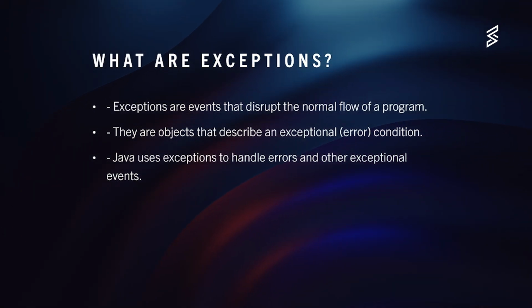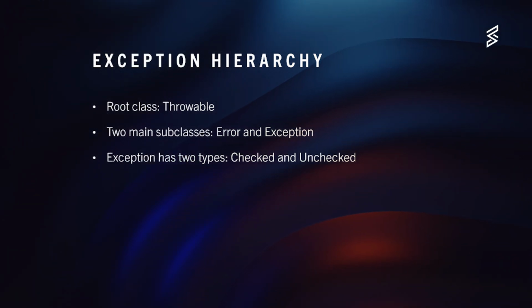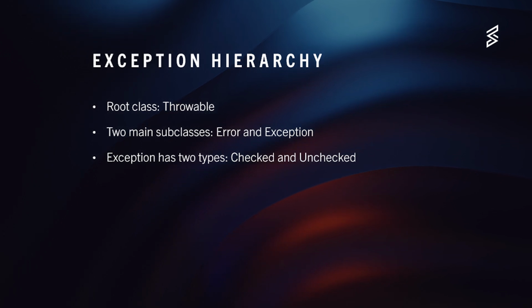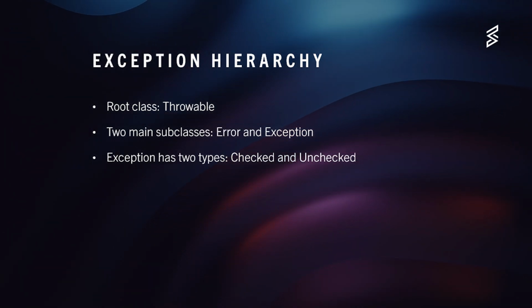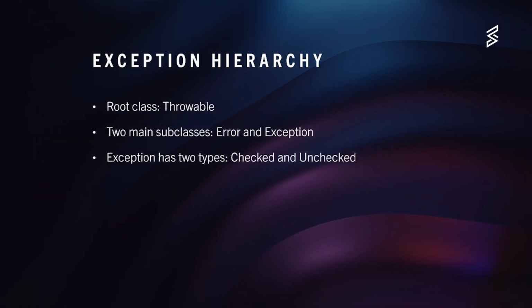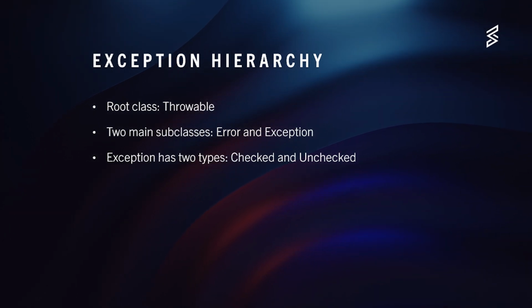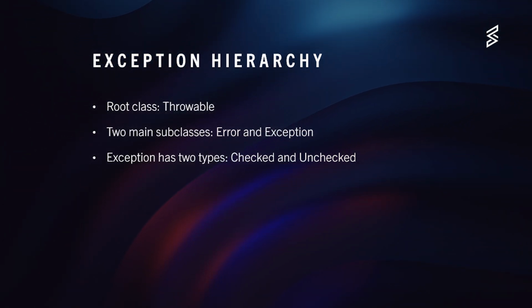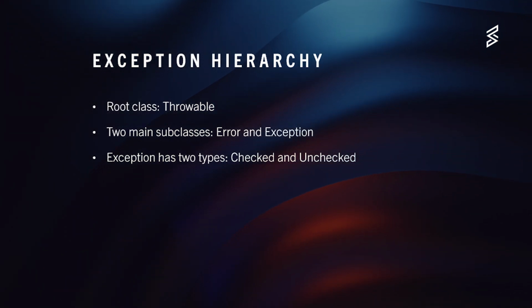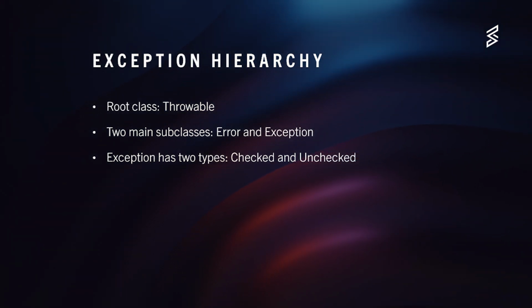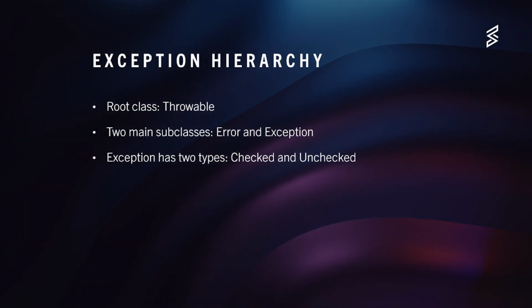and user-friendly. Exception hierarchy. All exceptions in Java descend from the Throwable class. There are two main branches, Error and Exception. Errors are typically serious issues beyond the application's control, like memory overflow. Exceptions can be checked or unchecked. Checked exceptions like IOException must be handled explicitly. Unchecked exceptions like NullPointerException occur at runtime and don't need to be declared or caught.